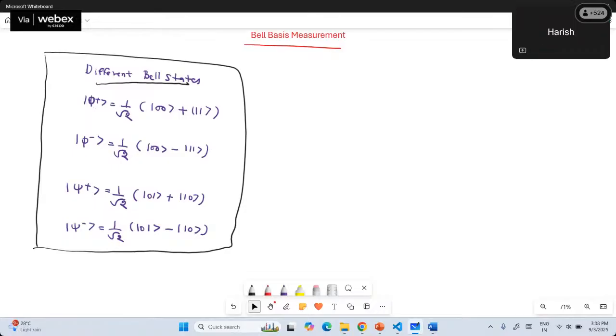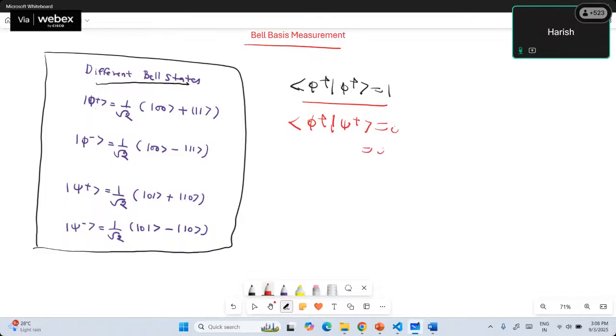These four are our Bell states, and they form an orthogonal basis. Why? Because for orthogonality, if we take the inner product of phi plus with phi plus only, we get 1. The inner product is 1 with the same state. If you take the inner product with other states, like psi plus, then it is 0. For any two different Bell states, if you compute their inner product, it will always be 0.